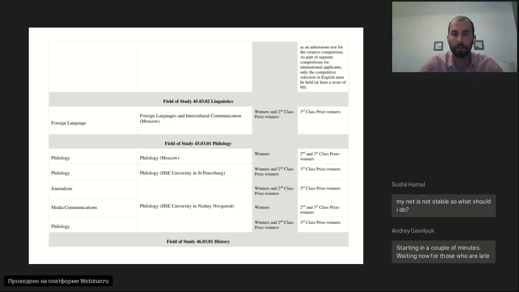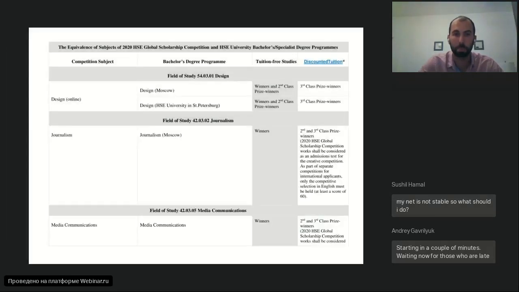And the third column is how good you should perform to get full tuition. And the fourth column is your result for getting a discount, and discount normally means a 70% discount for the tuition. There is just one exception, probably I will mention it later.